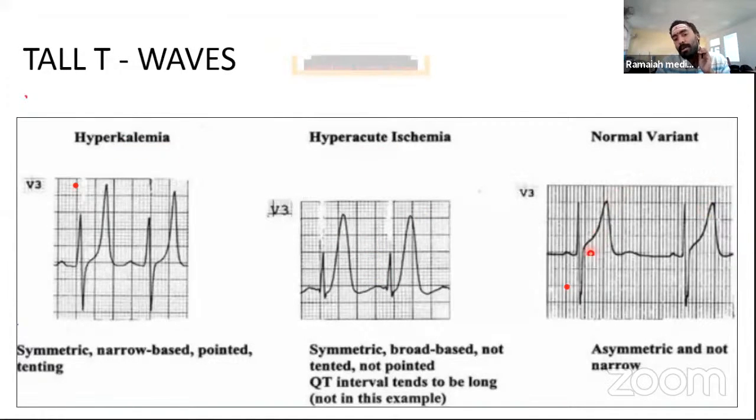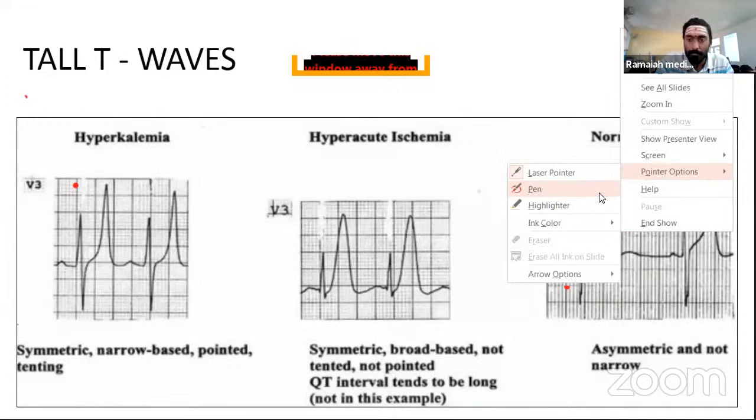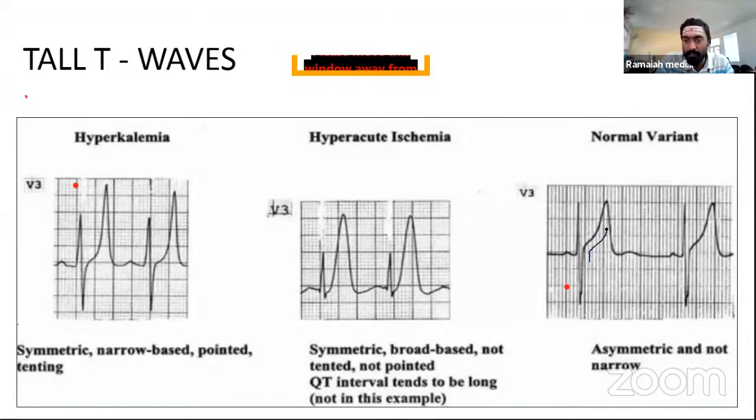There can be some normal variants. The morphology of the T wave gives the clue. You see here, it is not exactly up and down like this. There is an asymmetry. Initially it curves like this and then comes down sharp. So this is a normal variant. If you take any ECG, you will see this very commonly. It's called a normal variant. Okay.